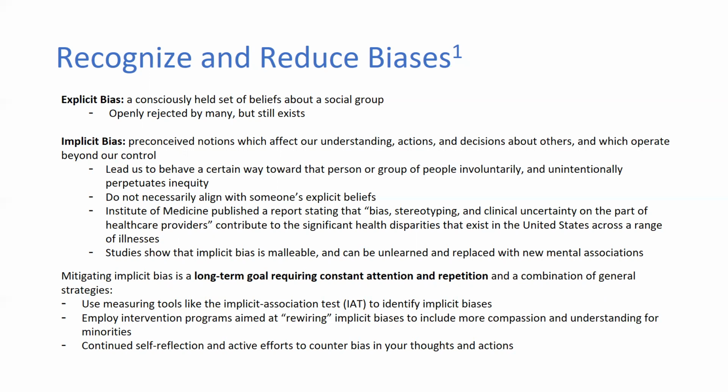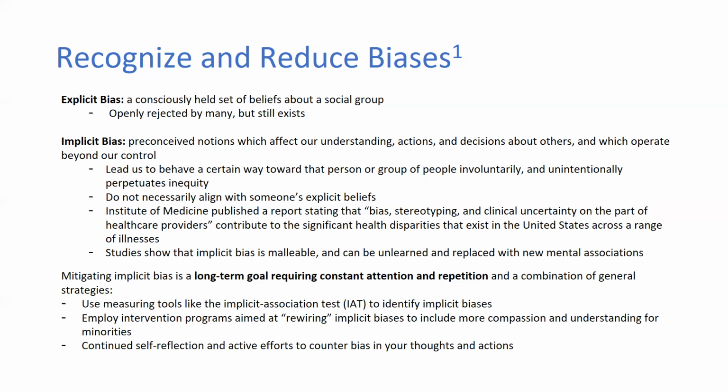In terms of equity, this leads us to behave in a certain way through our actions and decisions towards a person or group of people involuntarily and unintentionally, that perpetuates inequity. This is huge within healthcare because as healthcare providers, our goal is to provide the gold standard of care for all of our patients, without regard to their identities. We provide that standard for everyone, but implicit bias prevents us from doing that unconsciously.